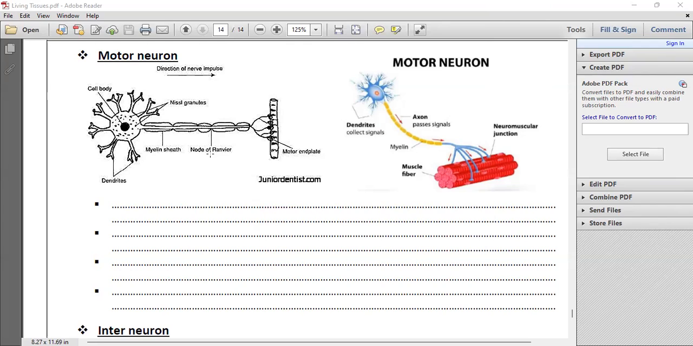Next point. This is very important. Dendrites and the cell body of a motor neuron are found inside the central nervous system.